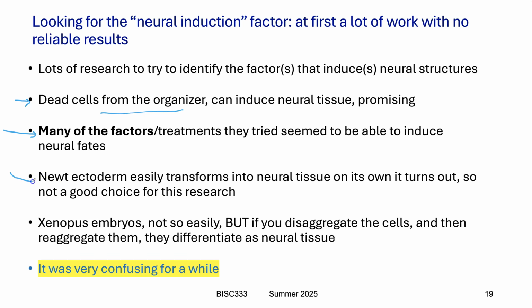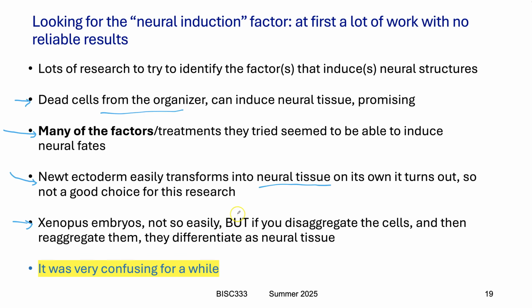Subsequent work showed that when you took presumptive ectoderm, epidermal ectoderm, and just cultured it on its own without any treatments at all, not always, but it would often transform into presumptive neural tissue. So this didn't seem like the right organism to be trying to figure this out. So they switched back to frog embryos, and the culture of the epidermal ectoderm alone was not so easily transforming, just spontaneously, into neural tissue.